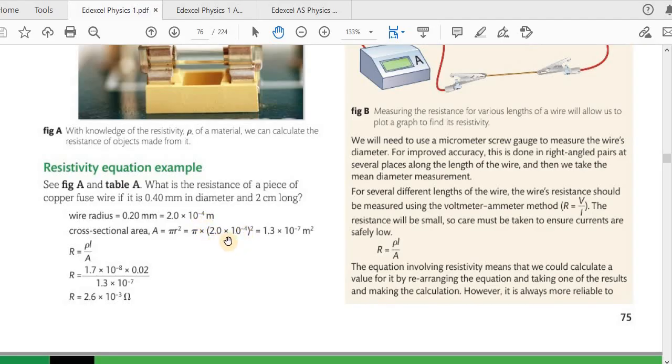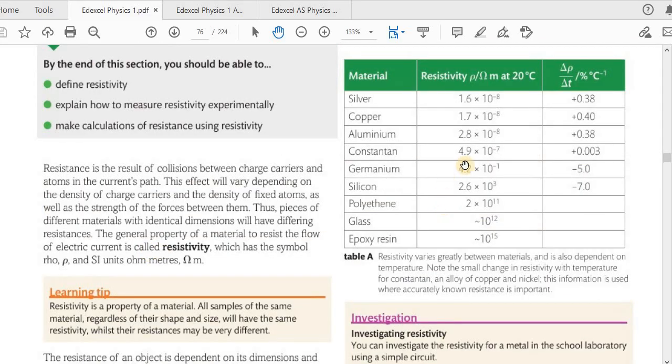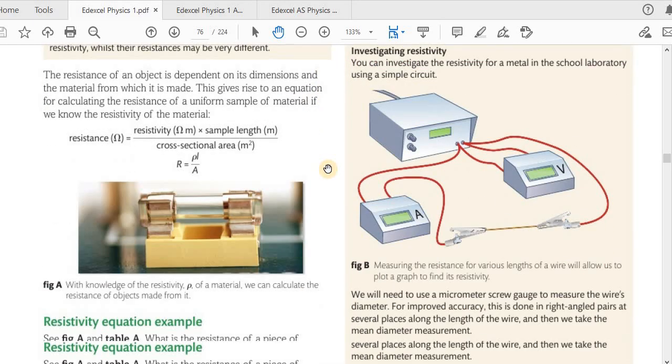Substitute that. Now this is in SI units. So if everything in the equation that you use is in SI units, the final answer will also be in SI units. Now in this case it will be in square meters. Now you can substitute it here. See, the length is given and the diameter is given. So from the diameter you divide by 2 to get the radius, and then you do it. Now resistivity, you can get it from the table. That is 1.7 into 10 to the power minus 8 ohm meter. Ohm meter is the unit of resistivity.